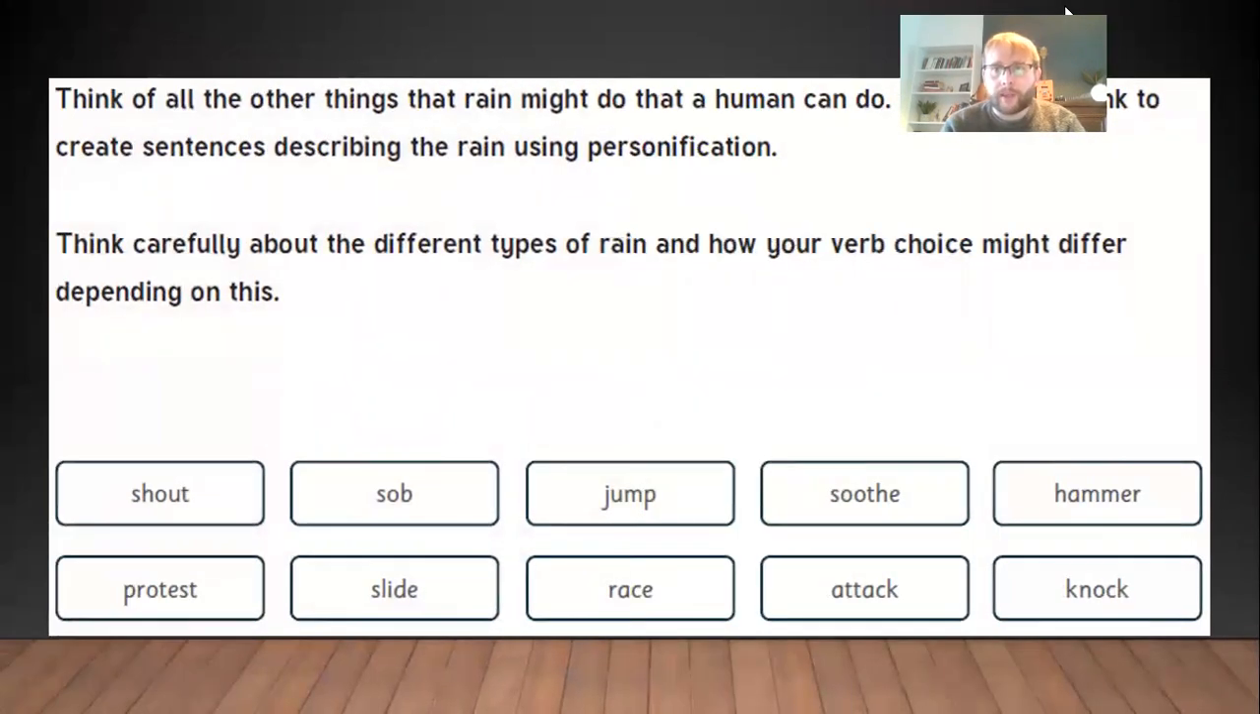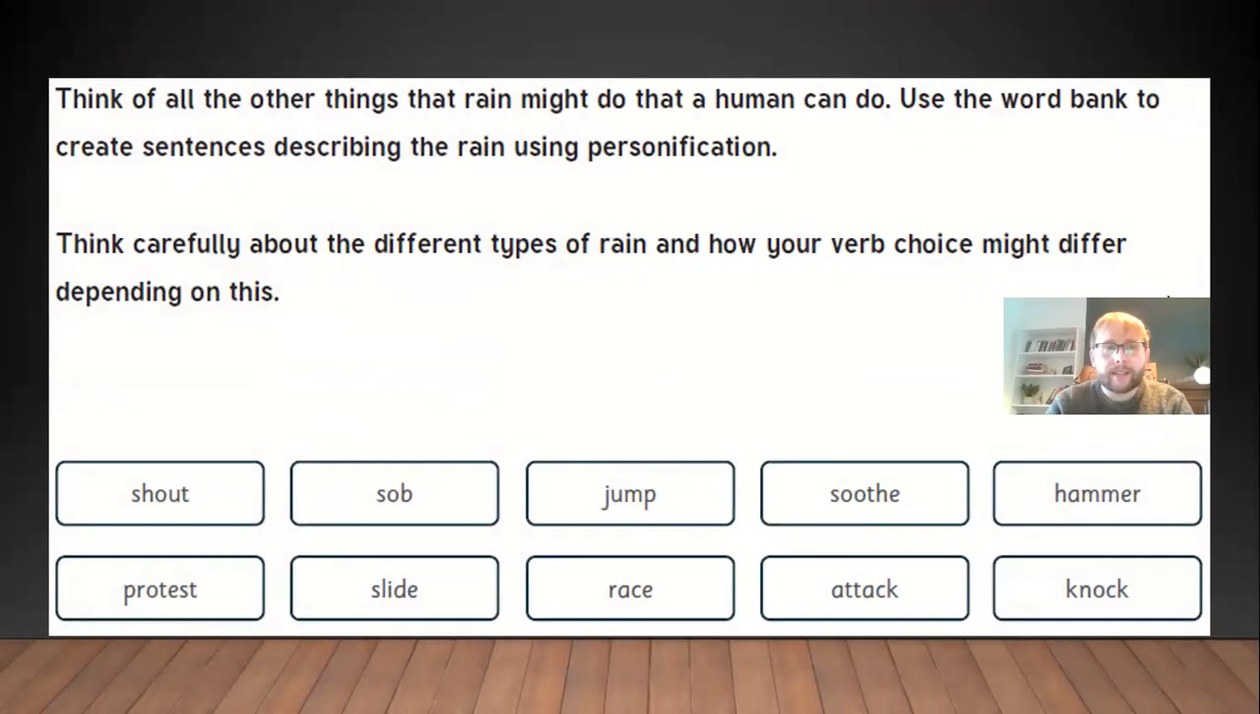One more thing for you to be doing before we move on to the main activity. Last thing about personification. I'd like you to think about different things that rain might do that a human can also do. And then I'd like you to use that word bank to create some sentences that describe rain using personification. So there's some good ones there. Some of them are things that you might decide that rain could be described as doing that humans can also do.